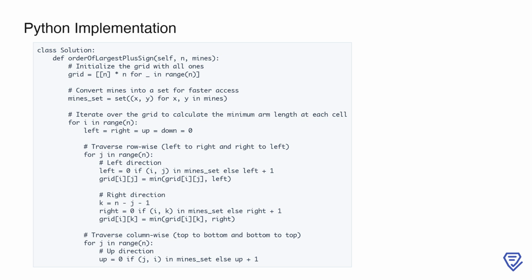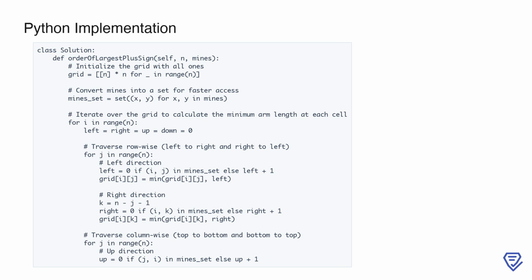Next, the list of mines is converted into a set, which allows us to quickly check if a cell is a mine. This is important for optimizing access during the traversal. We then iterate through the grid to calculate the minimum arm length for each cell in all four directions: left, right, up, and down. For the left direction, as we traverse row-wise, we reset the count to 0 if the current cell is a mine.